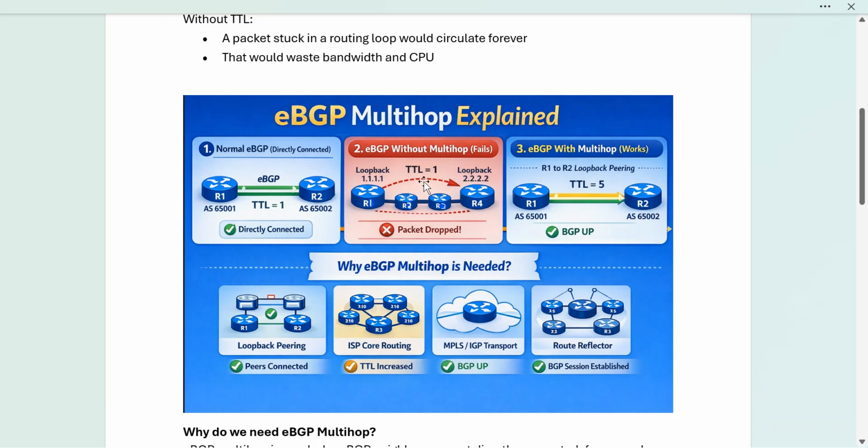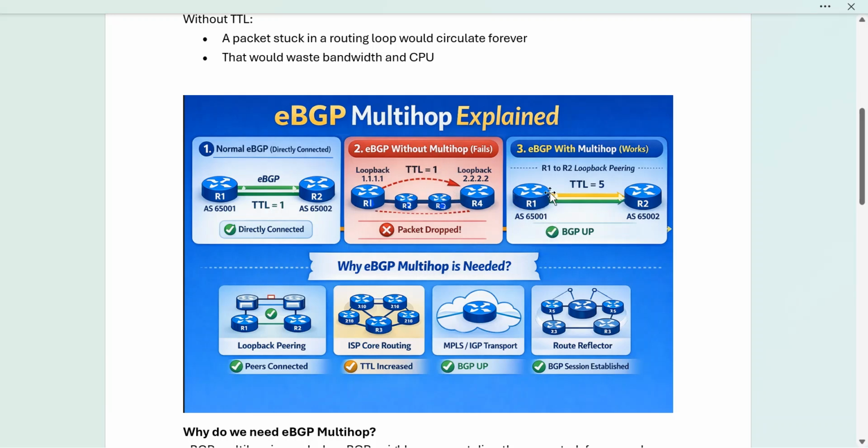And you can see if we do not increase the TTL value here, then the packet will be discarded. If the TTL value is one, when it sends the neighbor request and tries to form the TCP connection, it will be discarded at R2. The packet will not go beyond R2, because the TTL value is one, so it will be discarded at one hop, right? So here it will not form.